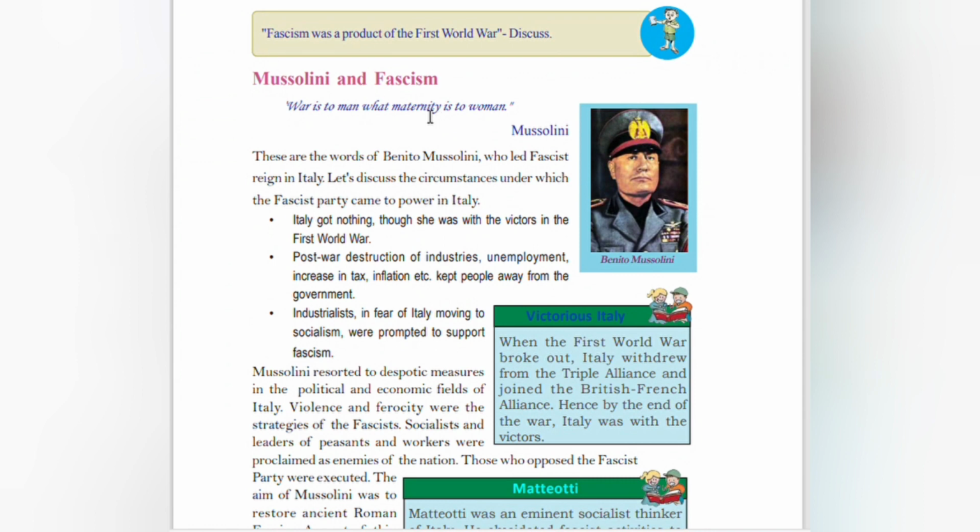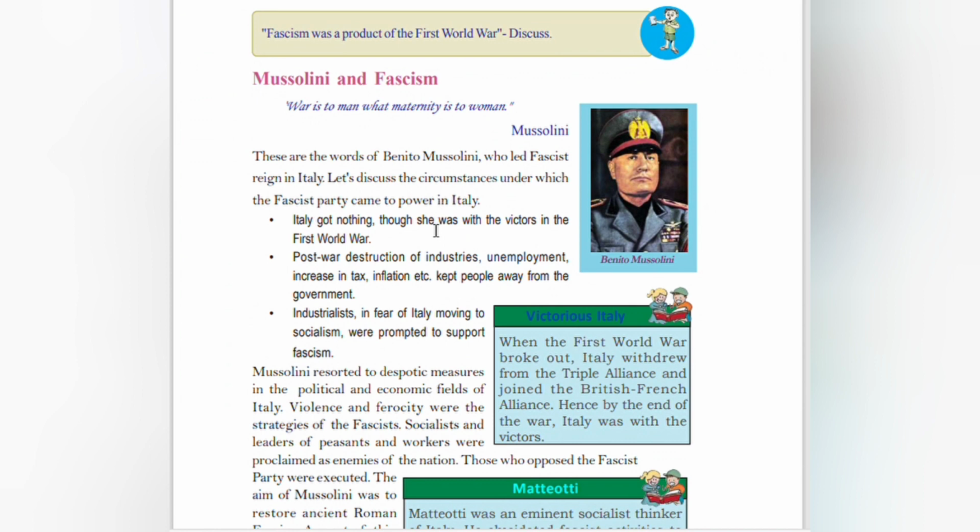Mussolini and fascism. "War is to a man what maternity is to women." These are the words of Benito Mussolini, who led the fascist reign in Italy. Let's discuss the circumstances under which the fascist party came to power in Italy.